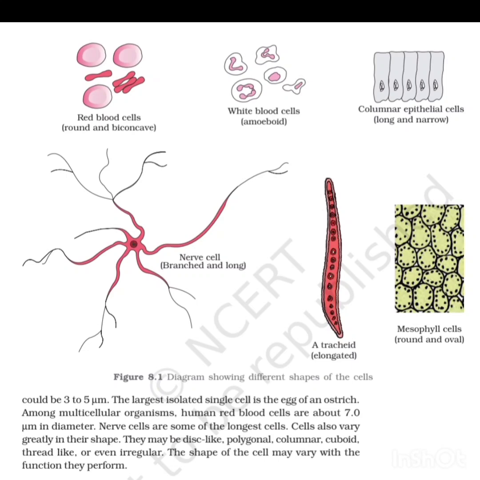Here, figure 8.1 is a diagram showing different types of cells. Red blood cells, rounded biconcave; white blood cells, amoeboid; columnar epithelial cells, long and narrow; nerve cell, branched and long; tracheid, elongated; mesophyll cells, round and oval.